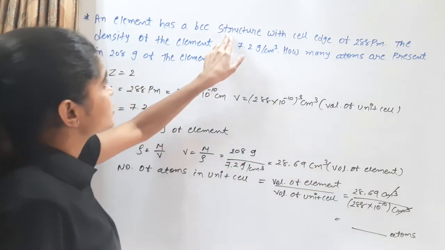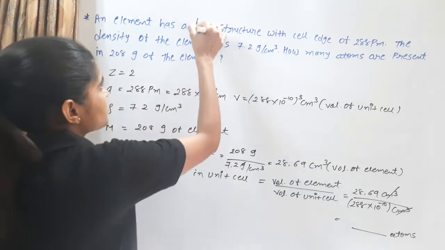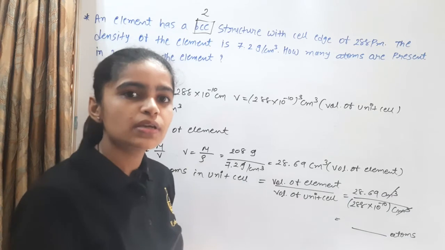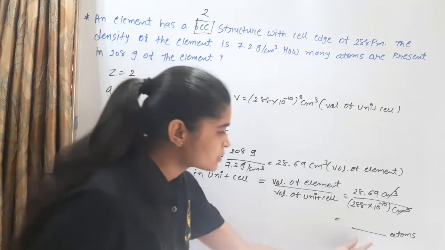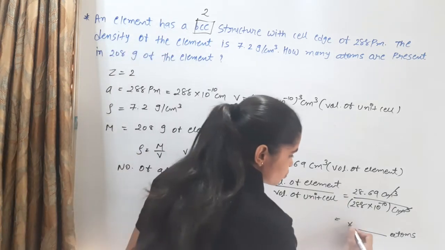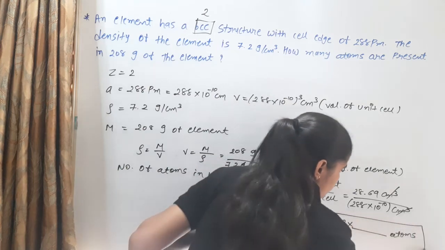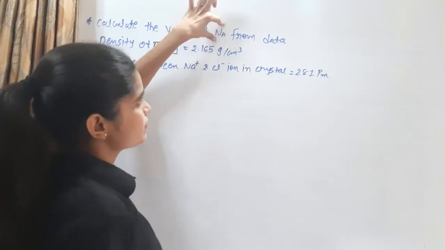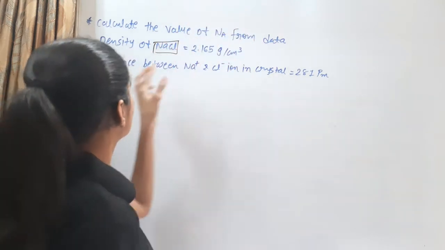And given that the structure is BCC, its Z value is 2. Number of atoms per unit cell is equal to 2. So multiply the answer with 2. That gives the answer. Calculate the value of Na, meaning Avogadro number, from given data.